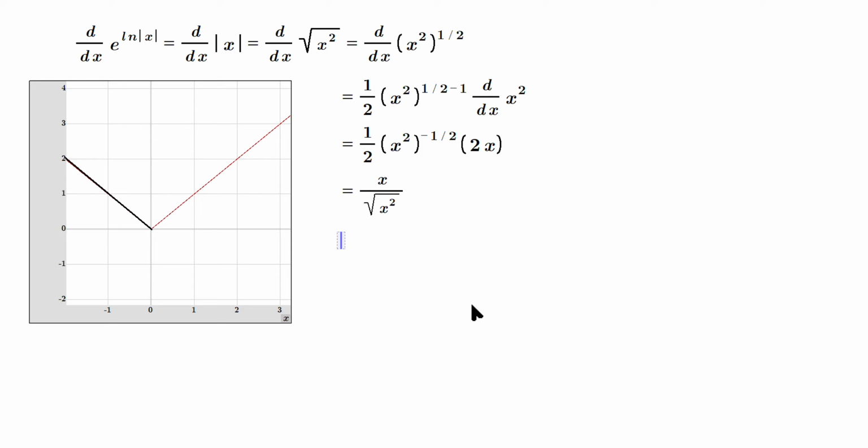But remember that we defined the square root of x squared as the absolute value of x. So we're going to have, therefore, x divided by the absolute value of x. And that's the derivative. I like it.